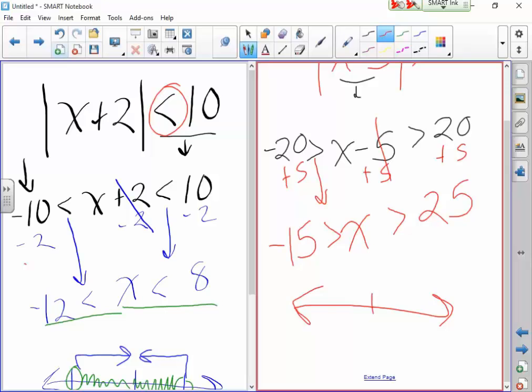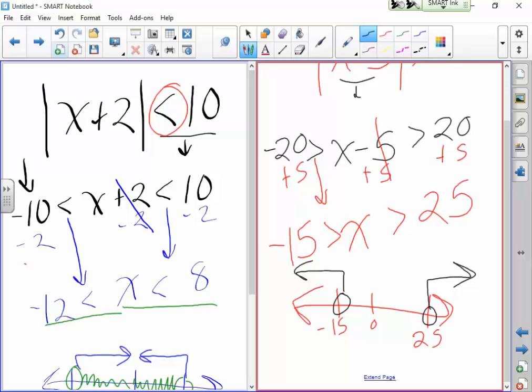So I got 0, I got 25, I got negative 15. Open circles or solid dots? Open circles. So if x is greater than 25, what does that mean? It goes to the right. We're shading out this way. And if x is less than negative 15, what does that mean? We're shading to the left. Is that okay?